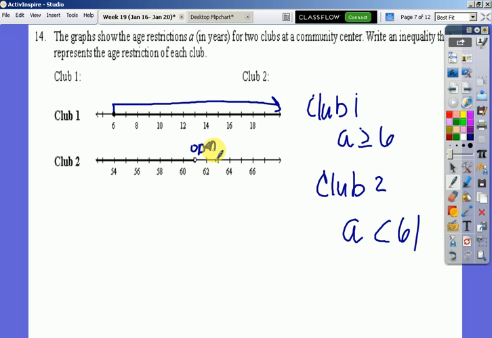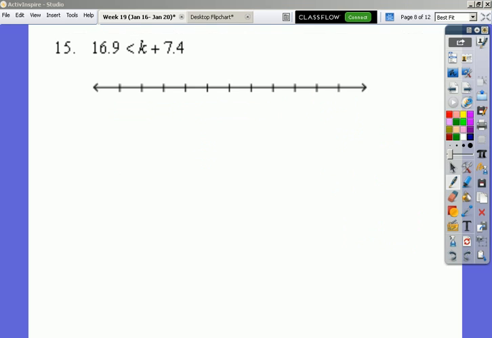All right. Hopefully this is pretty easy so far, with the exception of the new one. So for this, what do we do? Yeah, subtract 7.4 on both sides. When you subtract 7.4 on both sides, you end up with 9.5 is less than k. And then, of course, how am I going to rewrite this?